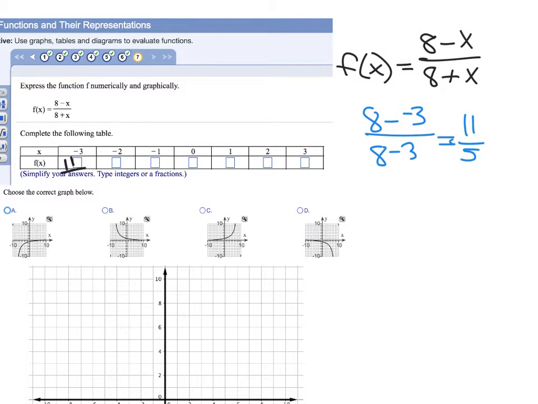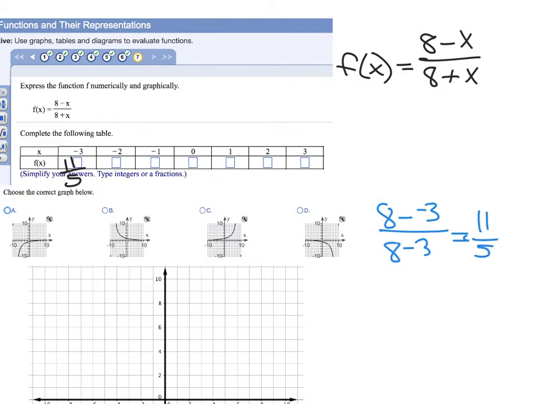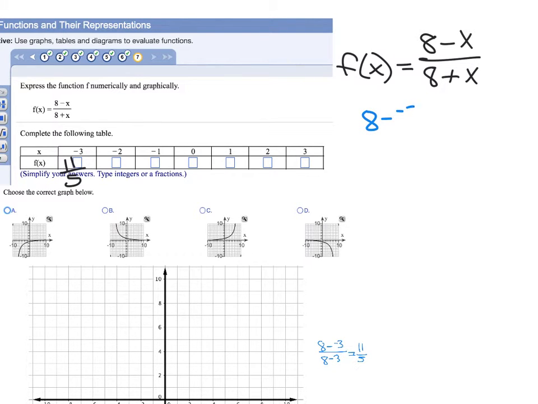So 11 over 5. All right, so this can get shrunk down because we don't need it anymore. So now we've got to do negative 2. So what does that become? That becomes 8 minus negative 2 over 8 plus negative 2, and that equals 10 over 6, which is equal to 5 over 3. So the answer is 5 over 3, so I'm going to put that right here, 5 over 3.